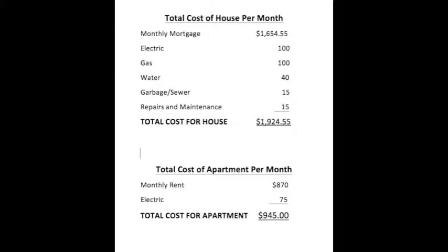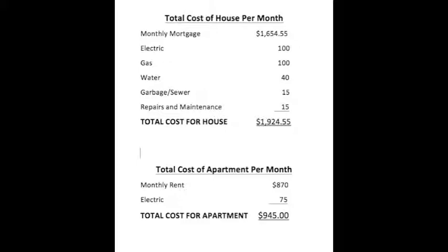When all of this is combined, we arrive at the total cost of the house per month and the total cost of an apartment per month. For the house, we look at a monthly mortgage of $1,654.55. Electric and gas for the month will each be $100. Water for the month will be $40, and garbage and sewer and repairs and maintenance will each be $15.